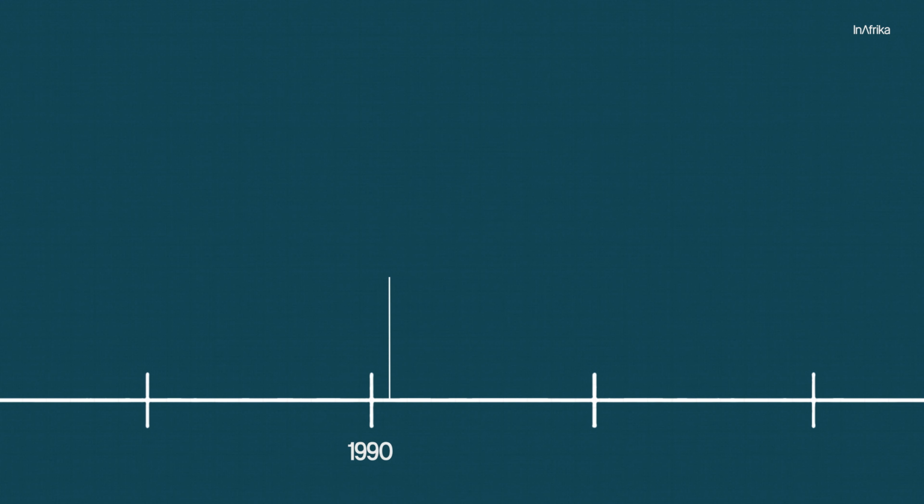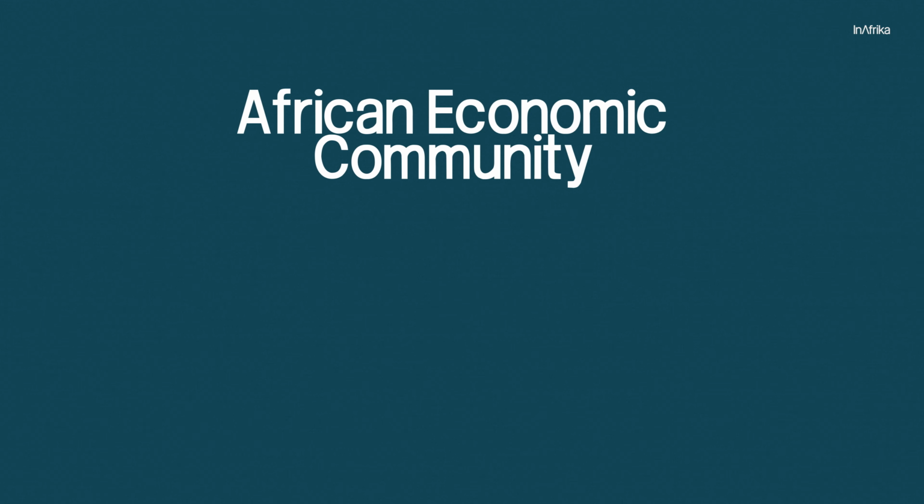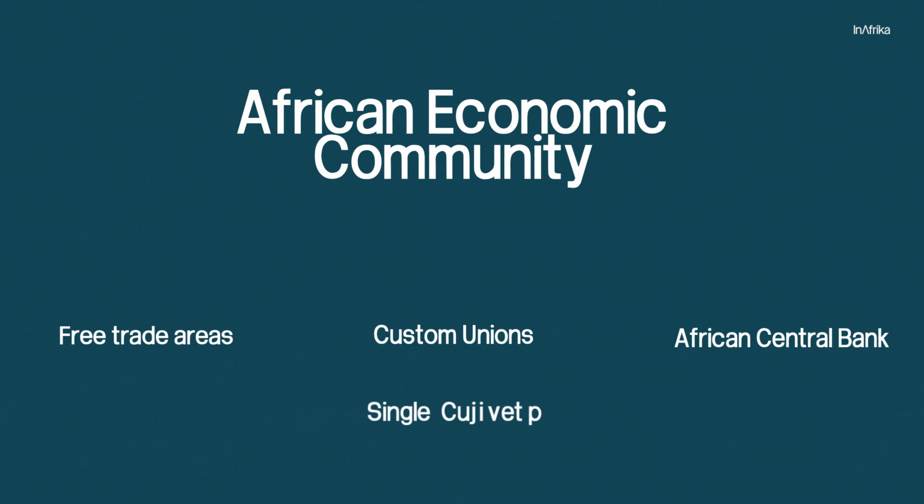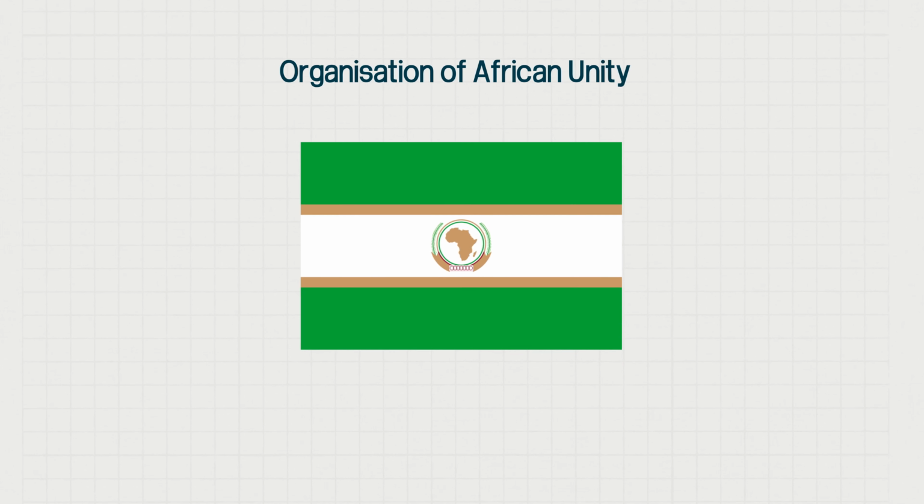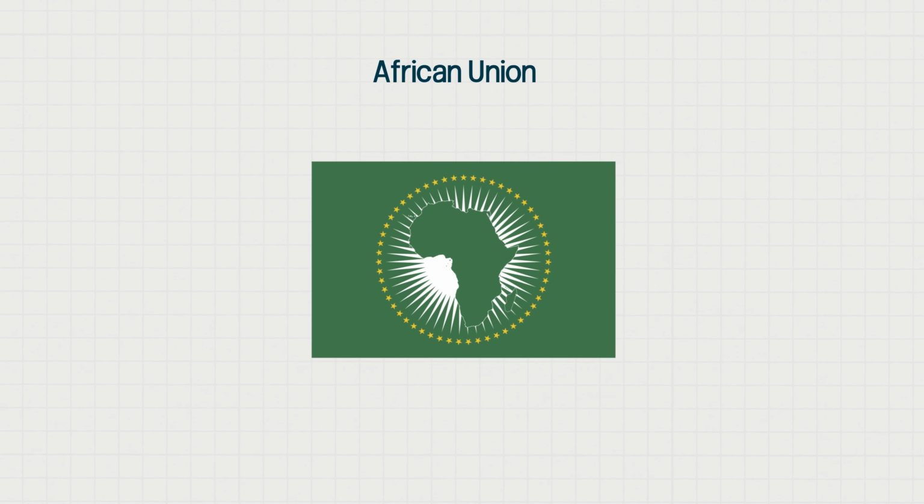In 1991, things started to move forward when the Abuja Treaty built on the Organization of African Unity successes. Through creating the African Economic Community, an organization designed to promote the development of free trade areas, a customs union covering Africa, a new central bank for Africa, and a common currency union for the continent. The Organization of African Unity was replaced by the African Union in 2002.